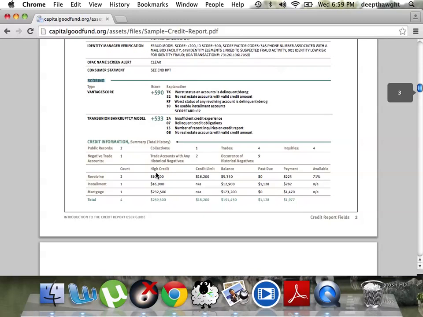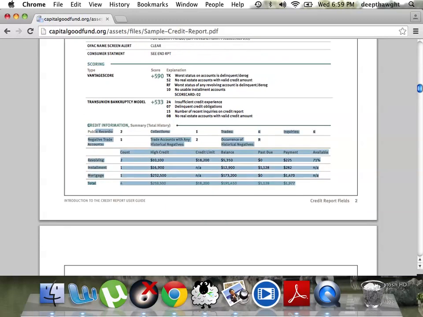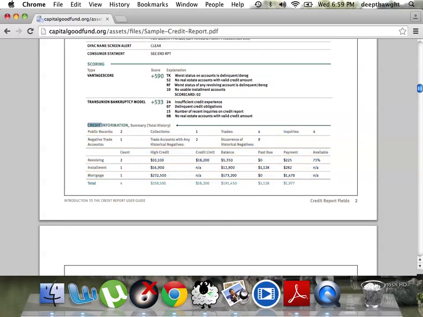All right, let's take a look at this section right here. This is very important: the credit information section. You have the total history on this section, which is very important. It tells you how many public records: 2 public records. How many accounts are in collection: 1. How many trades: 4. When we talk about trades, we're talking about actual credit items on the credit report that we call trade lines. And now inquiries, you have 4 inquiries. You can have soft inquiries, and you can have hard inquiries.